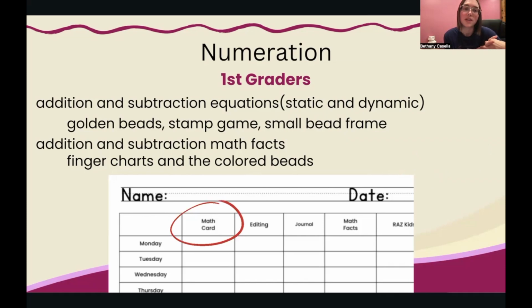And then for the addition and subtraction math facts, I have them practice math facts, and they usually use the colored beads to count, or they can use the finger charts, things like that. But so I know every day they get these two things, at least if they do choose to do them, and most people do because I will tell you, in order to eat snack, they have to do math card and editing, so I know they get a math and language, and then throughout the day, they finish other things, even if it's not all of the things.